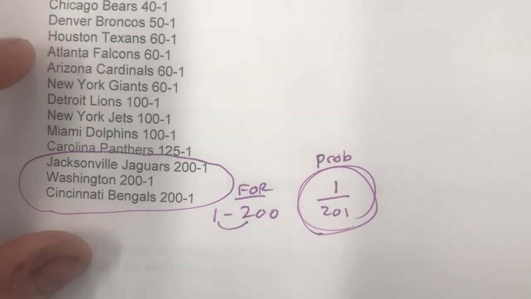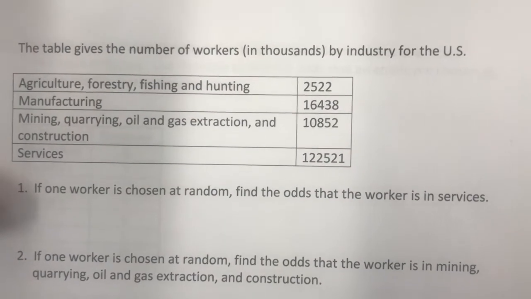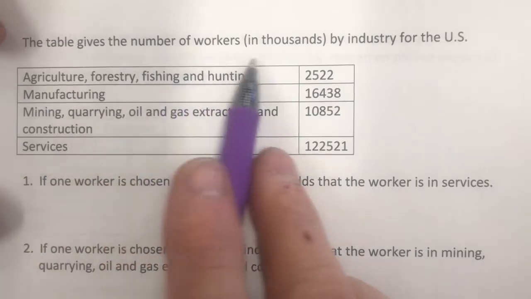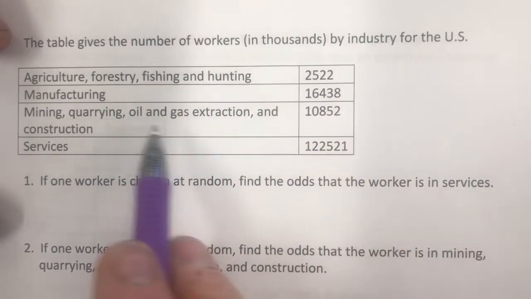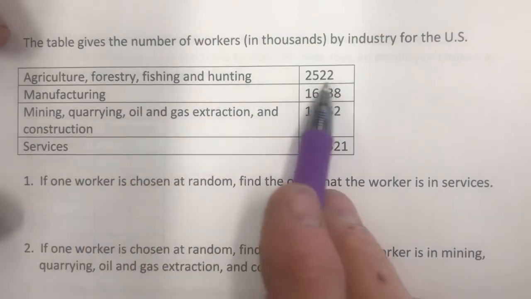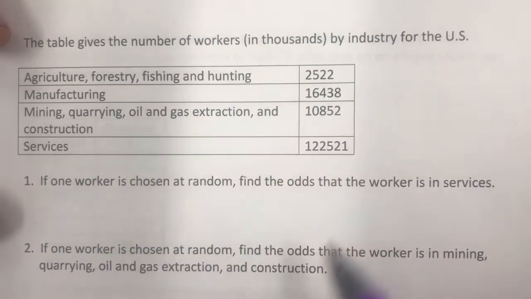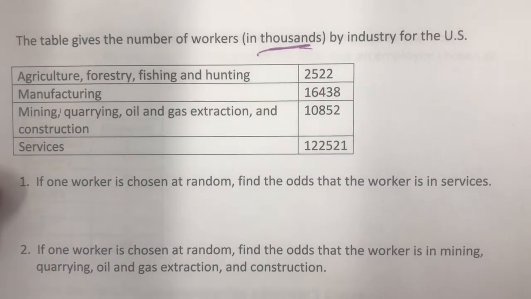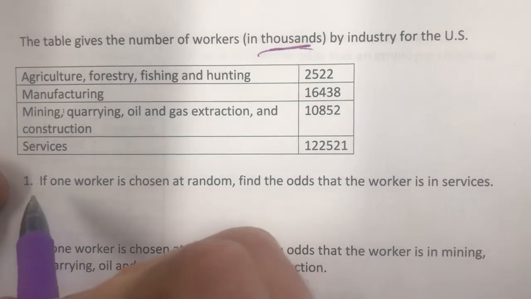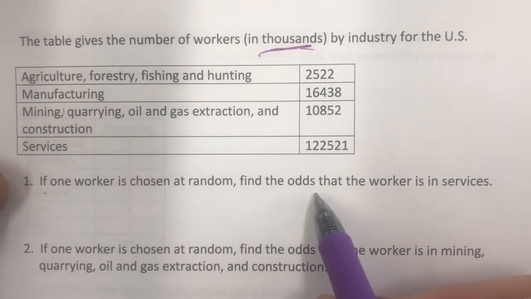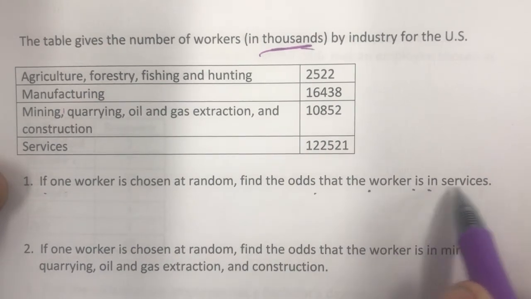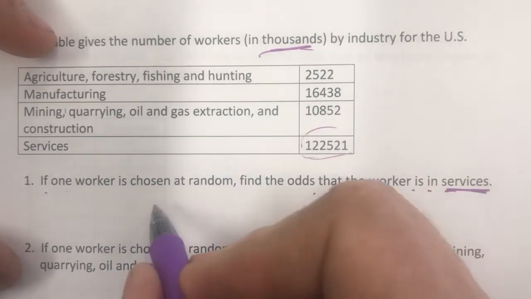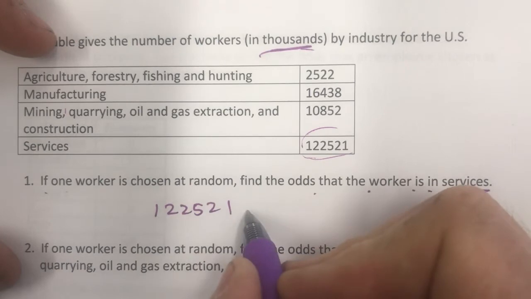Okay. Now let's find some of these odds ourselves. Okay, so here's a table that gives the number of workers in thousands by industry for the United States. So we have agriculture, forestry, fishing, hunting, 2,522 thousand. Manufacturing, you see all the different segments of workers in industry. All right, if one worker is chosen at random, find the odds that the worker is in services. All right, so we look at services. Services right here. So that'd be 122,521.